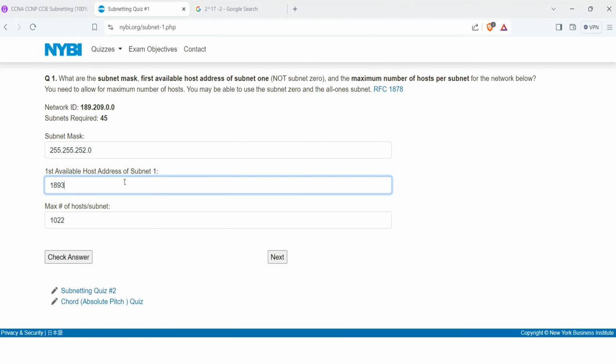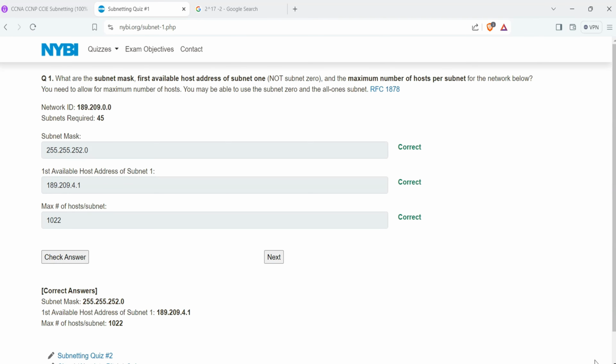Okay, well, what's the first available host? 189 dot what? Dot 209 dot. Okay, well, the jump start is what over here? It's a 4, so it's 4 dot 1. Because I don't look at subnet 0. And let's take a look and check answer. There we go.